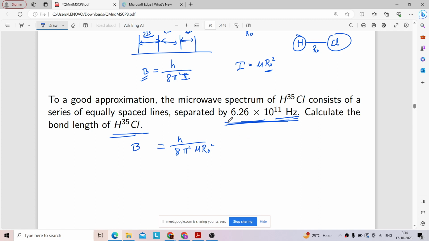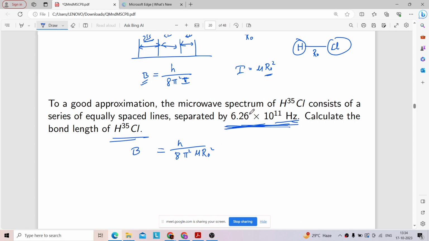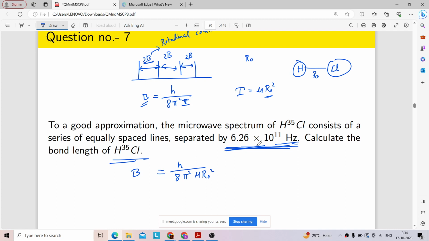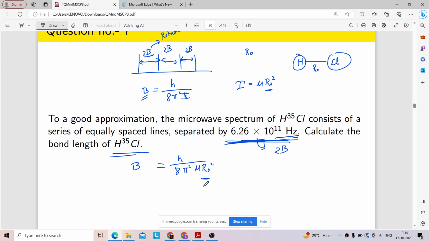Okay, so what is given? The separation is given, that means 2B is given, and you have to calculate r naught. Can you do this? Yes. Okay, then let's take one or two minutes and tell me the answer.